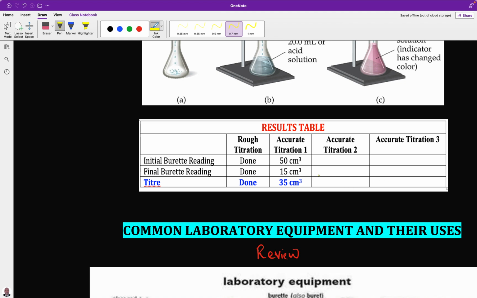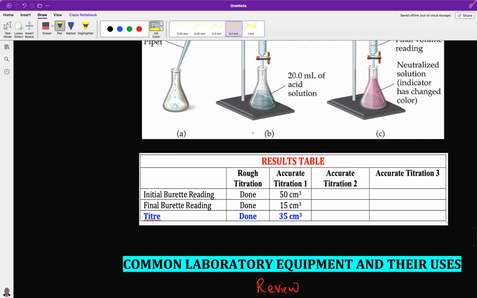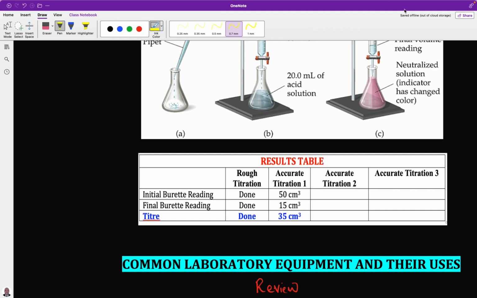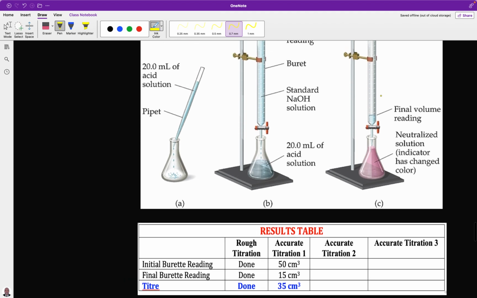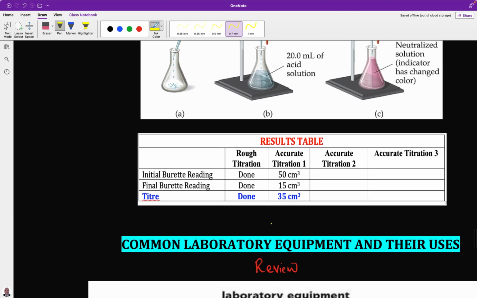Your recording must be in this order, so that at the end, our initial burette reading was 50 cm³. The final burette reading that we had up here was 15 cm³. And in that case, the volume of the sodium hydroxide that has been used was 35 cm³. This is how you record it.